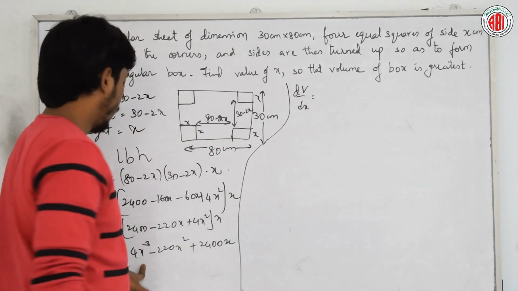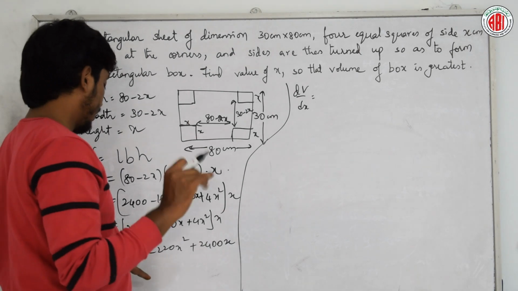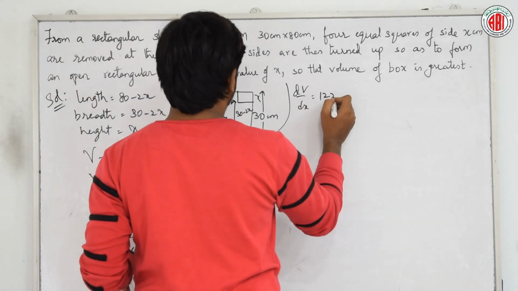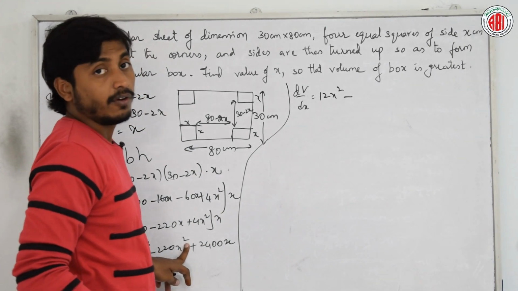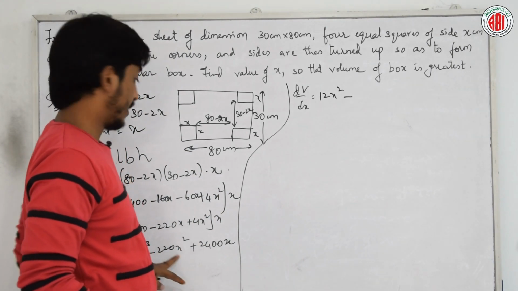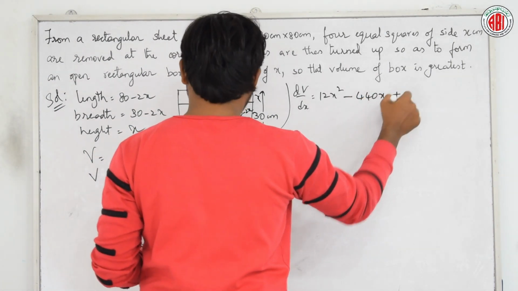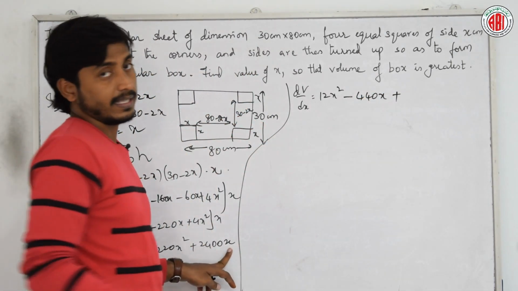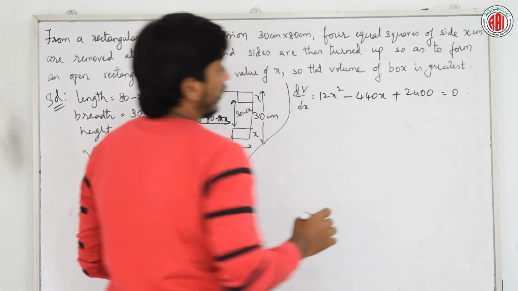That will be the differentiation of 4x cube, which is 12x square, minus 220 into x square. The differentiation of x square is 2x, and 2 into 220 is 440x, plus 2400 into x, that is nothing but 2400, equal to 0.